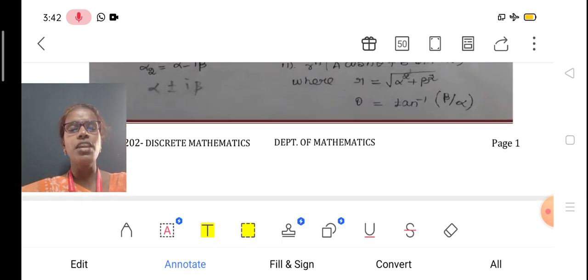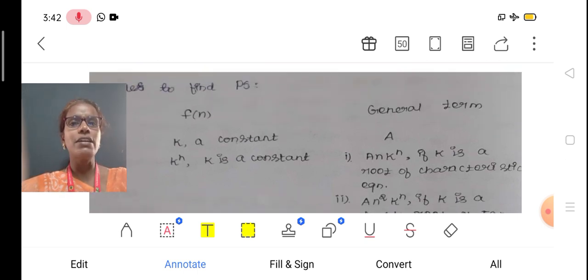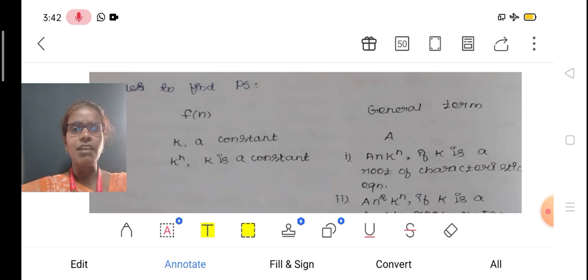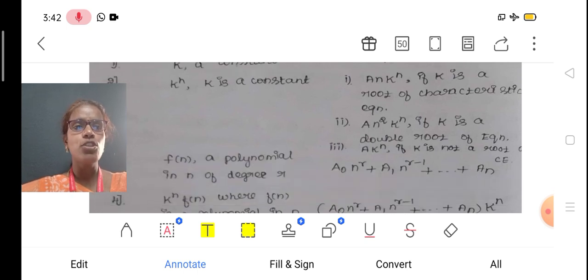There are three cases. The next thing is we are going to find the particular solution, for which we have a few cases. I have to check the right side term. If the right side term is k, that means a constant term, we can take the term as a constant, it may be A or D, something like that. The second case is if it is k power n, where k is a constant, I have to check whether that k is a root, a double root, or not a root. Based on that I have to choose the particular solution and select the term.